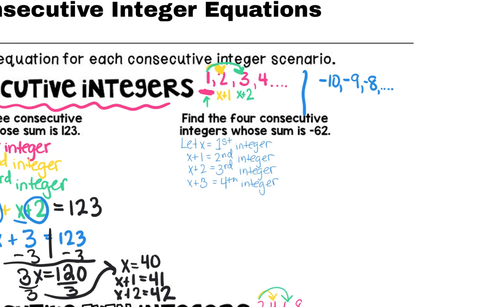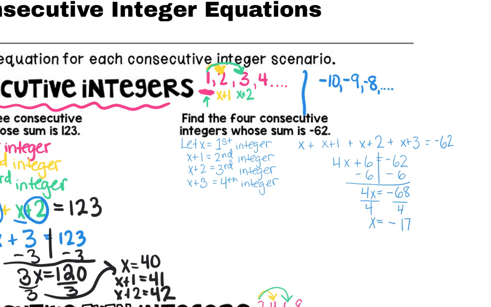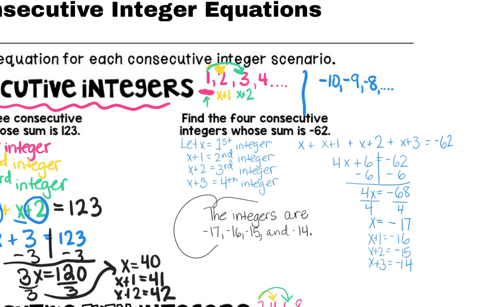I set up my let statements. We have x, x plus 1, x plus 2, and x plus 3 to represent the 4 integers. I then set up my equation, adding them all together, setting it equal to negative 62. Combined like terms to get 4x plus 6 equals negative 62. Solved to get x equals negative 17. Found the rest of those consecutive integers by adding 1 each time. My integers are negative 17, negative 16, negative 15, and negative 14. Last but not least, I wrote my sentence out to answer the question.